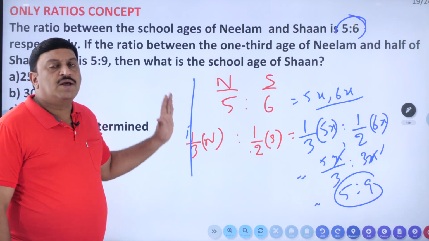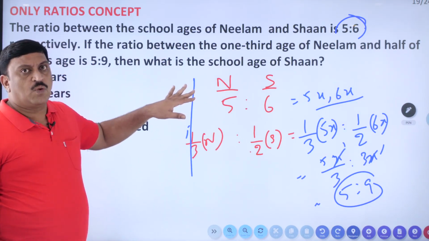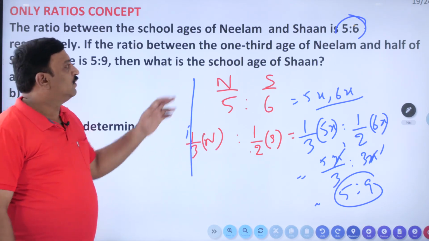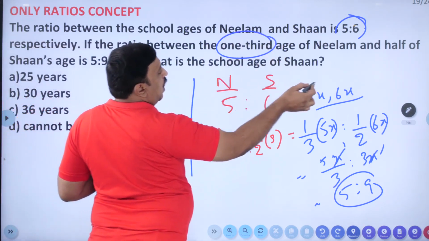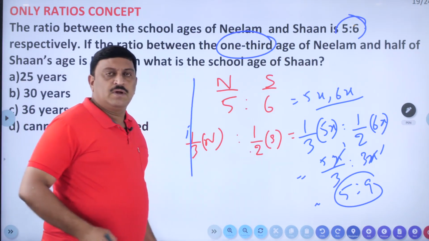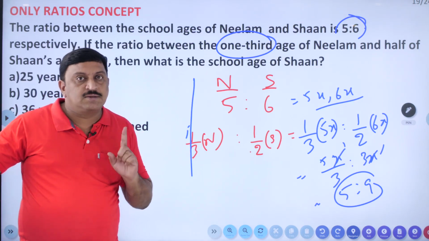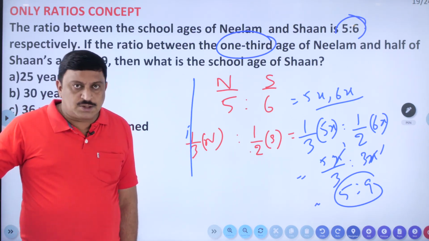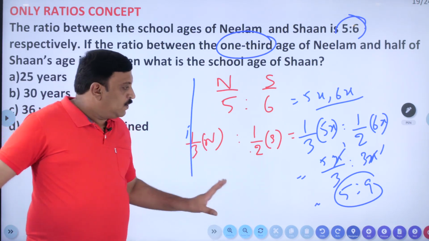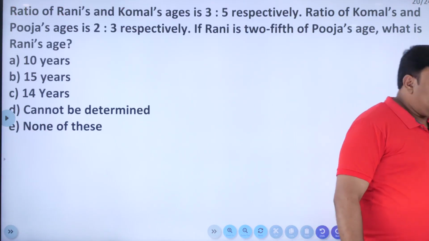For that reason, since there is no data, and only ratios are given, even 1/3 is a ratio and half means a ratio. If that is the case, we cannot determine the answer, right? So be cautious about these questions. Understood? Just now, since you have tried this one, let us see the next question also.